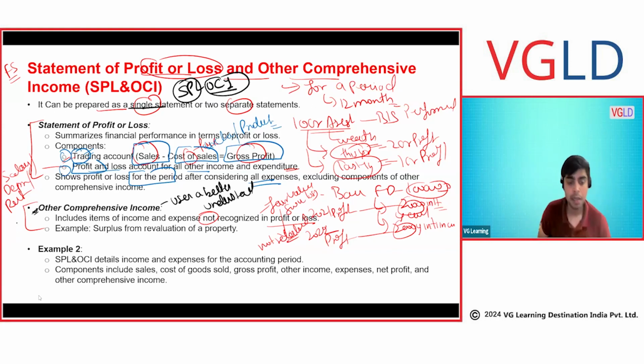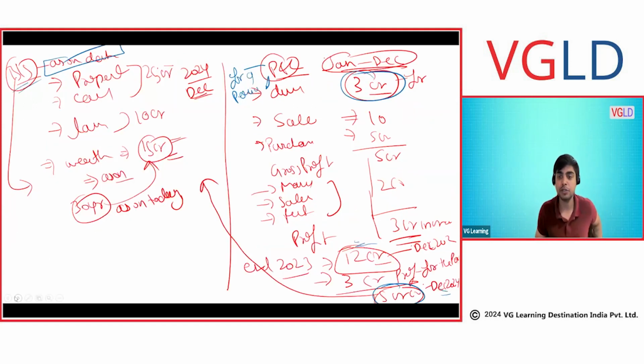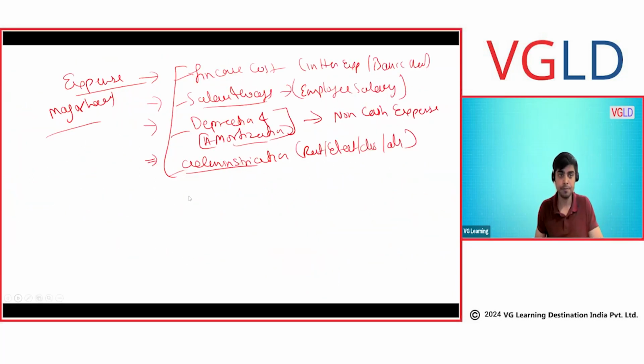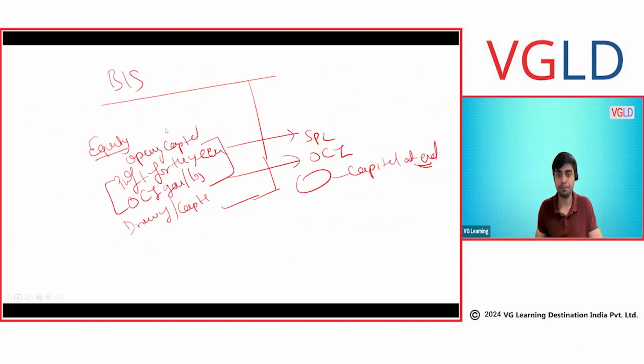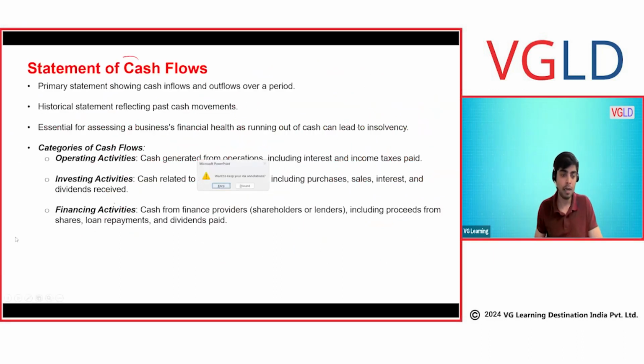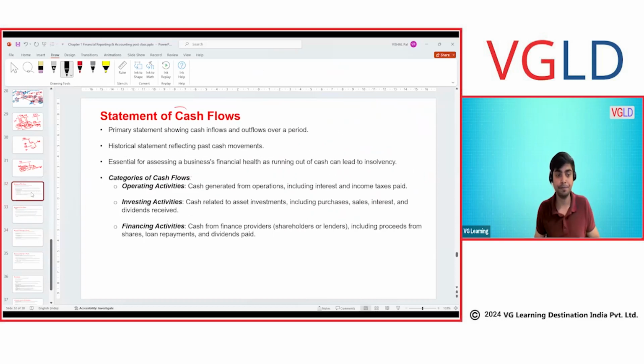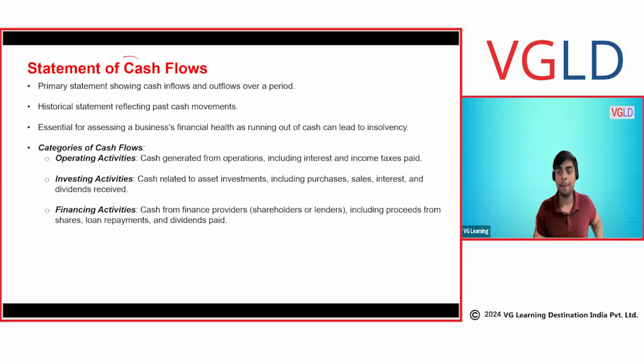Now let's quickly cover these two statements. Statement of cash flow. Now let me be very clear with you what is statement of cash flow and what it does. Just to tell you business sense.